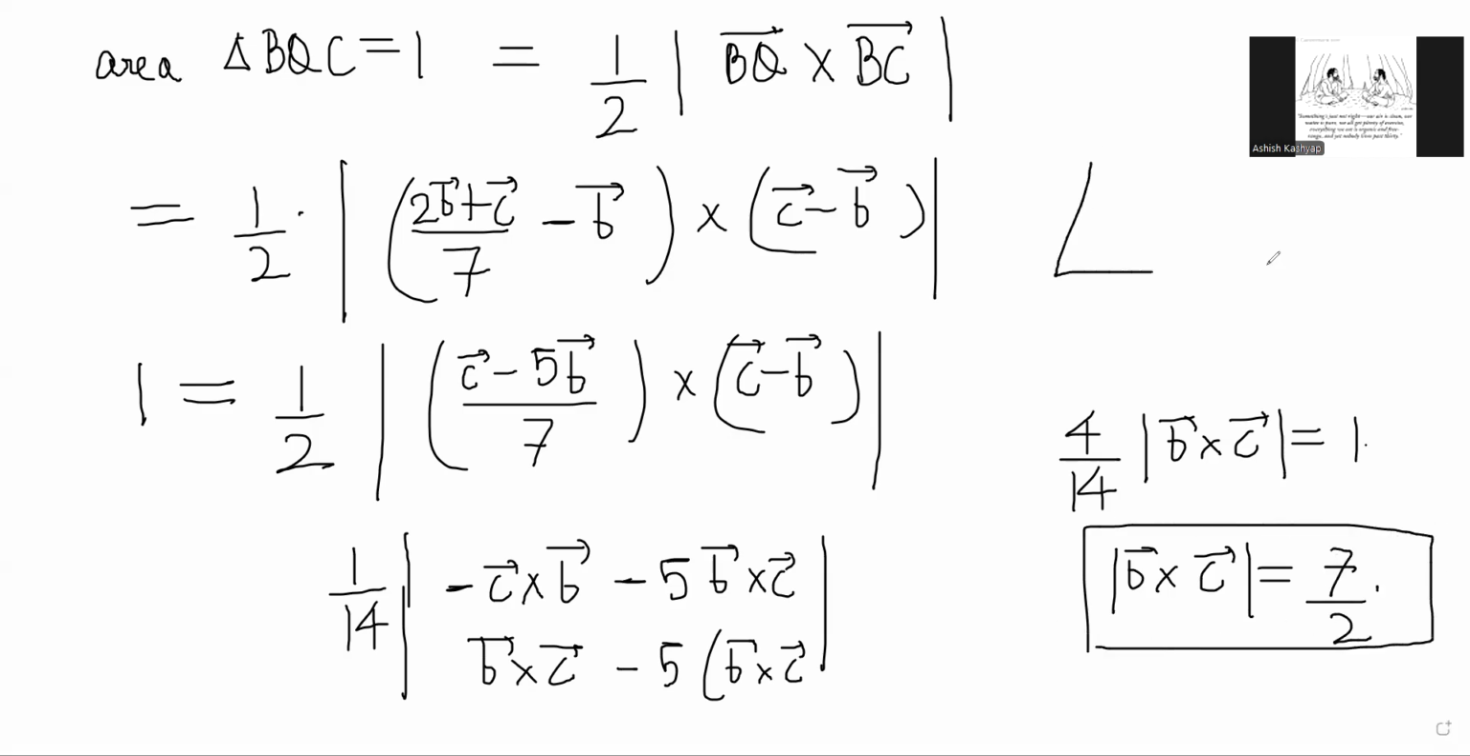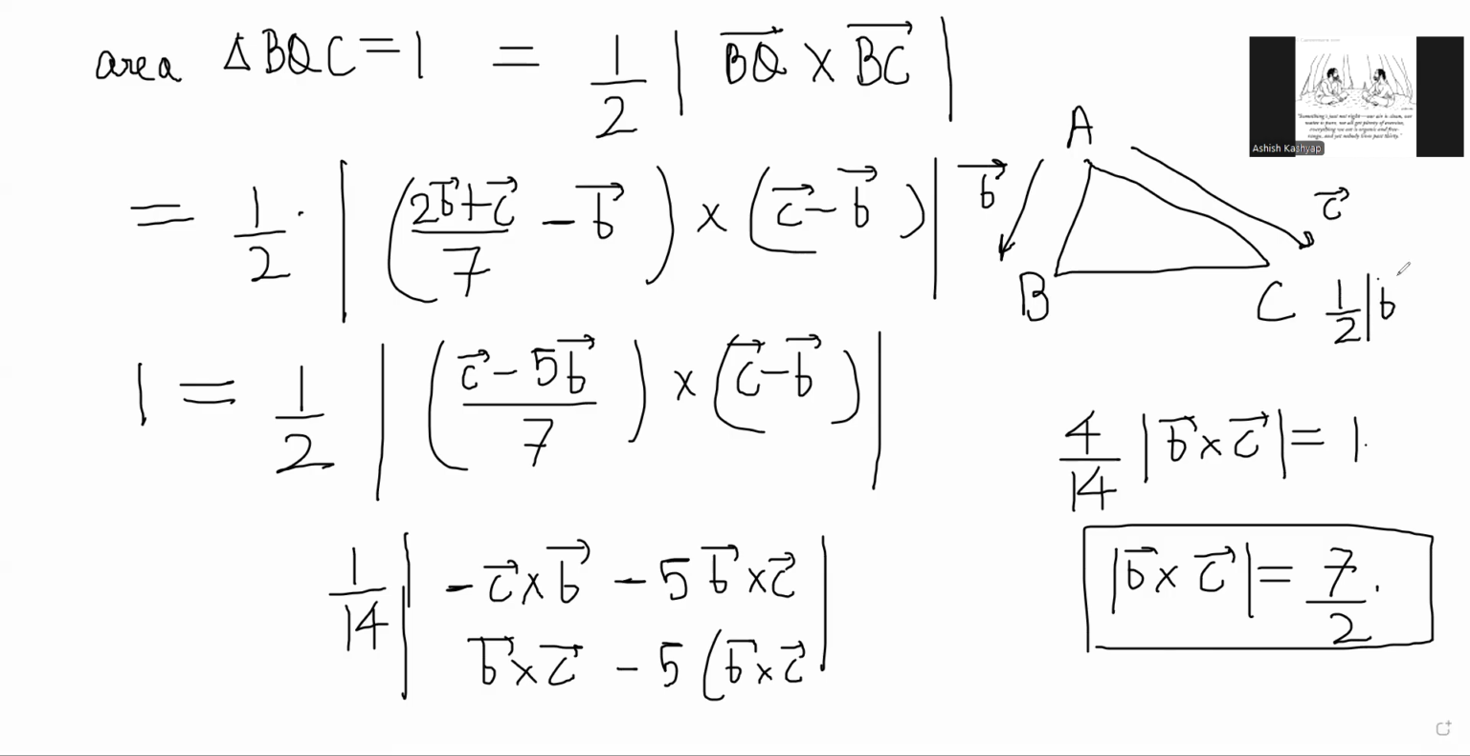And if you look at the area of the triangle ABC, this vector is B and this vector is C. So the area of the triangle should be half of mod of B cross C, right? And if that is the area of the triangle, the answer to our question would be 7 by 4. That becomes the area of the required triangle.